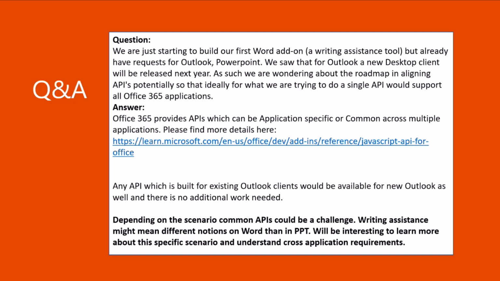The answer for this question is Office 365 provides APIs which can be application specific or common access across multiple applications. You can find more details at this Learn Microsoft link here. And any API which is built for existing Outlook clients would be available for new Outlook as well, and there's no additional work needed. Depending on the scenario, common APIs could be a challenge. Writing assistance might mean different notions in Word than in PowerPoint. It would be interesting to learn more about this specific scenario and understand cross-application requirements.